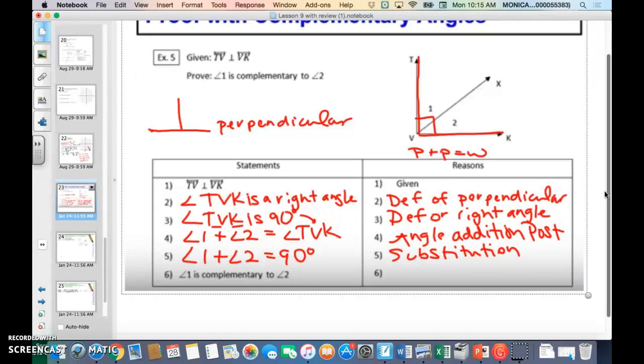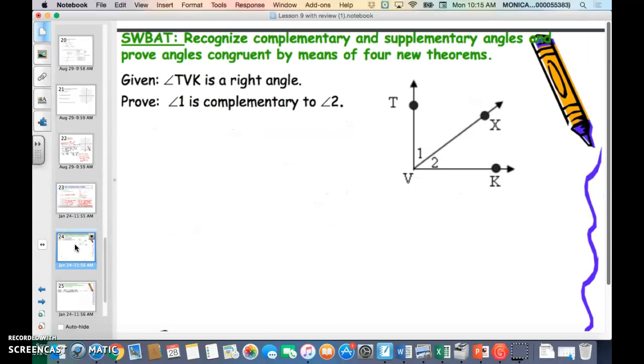And then angle 1 is complementary to angle 2. Well, that's the definition of complementary angles. They add up to 90 degrees. Definition of complementary. So now we've proved complementary angles. All right, so once again, we can try this again.